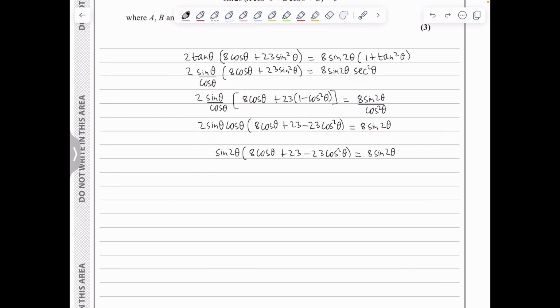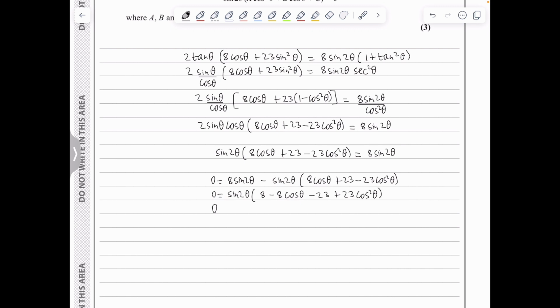And I can collect everything on the right hand side to get 0 is 8 sine 2 theta minus sine of 2 theta, and in brackets 8 cos theta plus 23 minus 23 cos squared theta. We notice that we've got a common factor of sine 2 theta, and in the bracket it's 8 minus the 8 cos theta minus the 23 plus 23 cos squared theta.